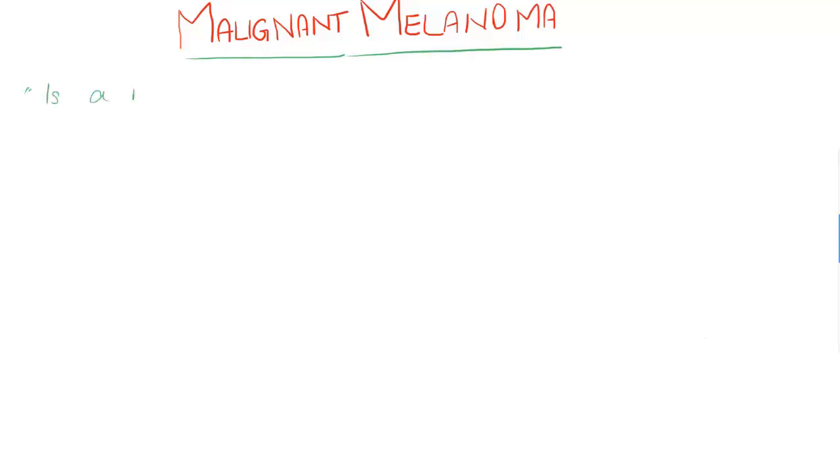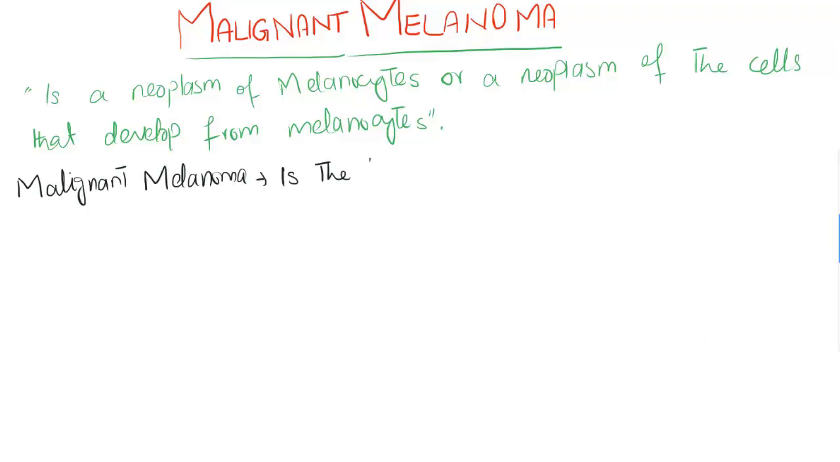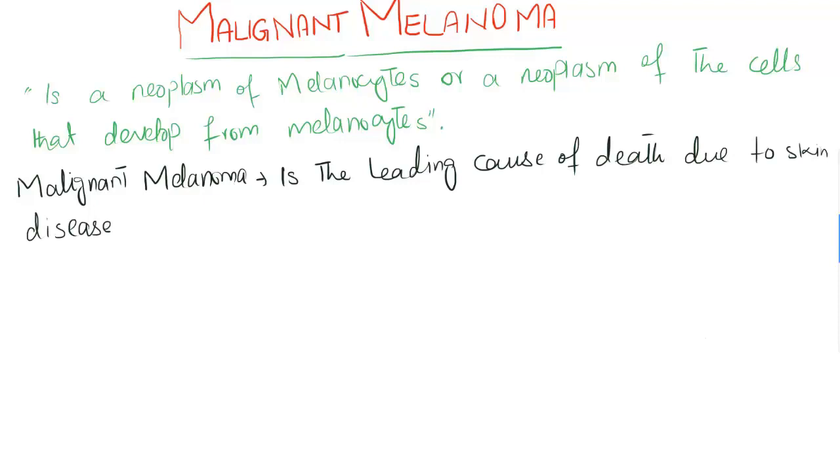Today we are going to talk about malignant melanoma. It is a neoplasm of the melanocytes, or a neoplasm of the cells that develop from the melanocytes. Malignant melanoma is the leading cause of death due to skin disease. The reported incidence of melanoma has doubled over the past 30 years.